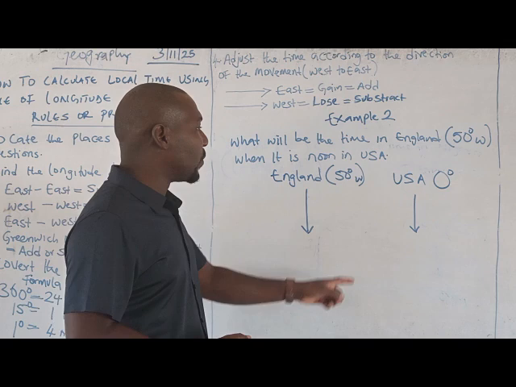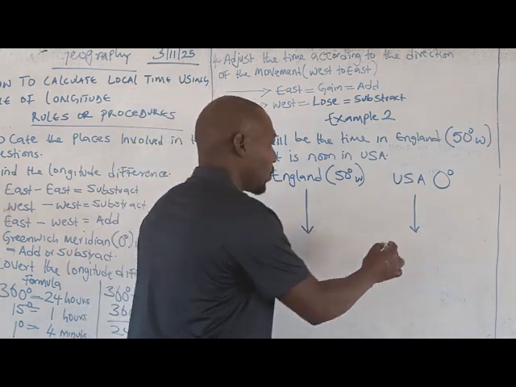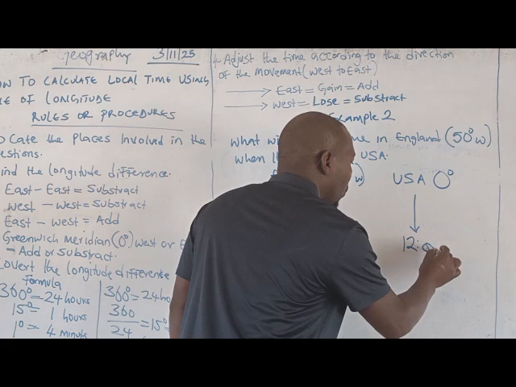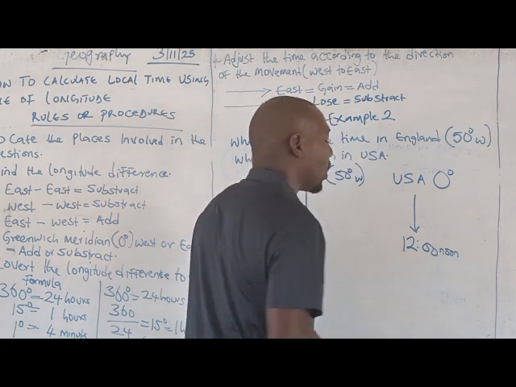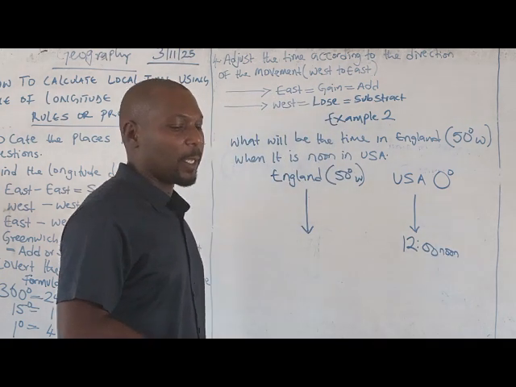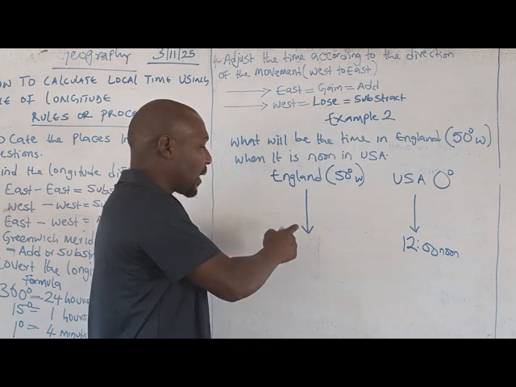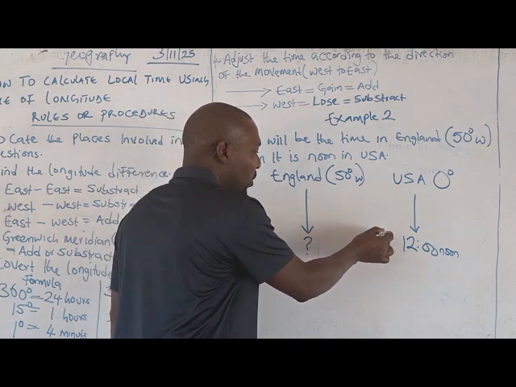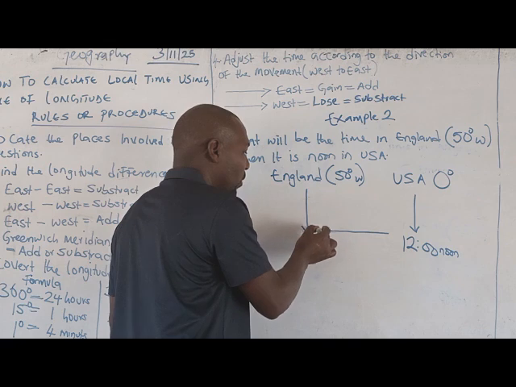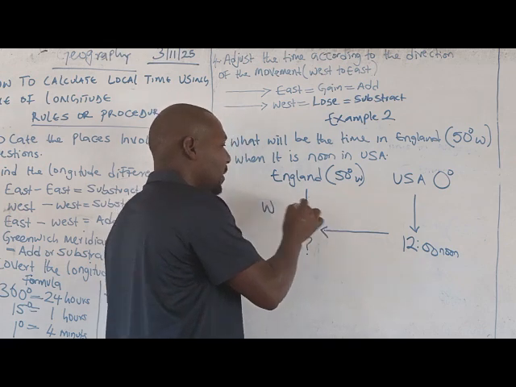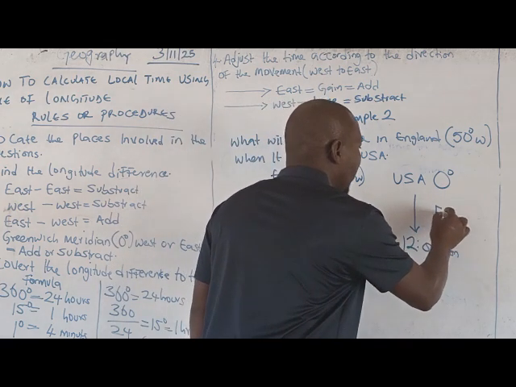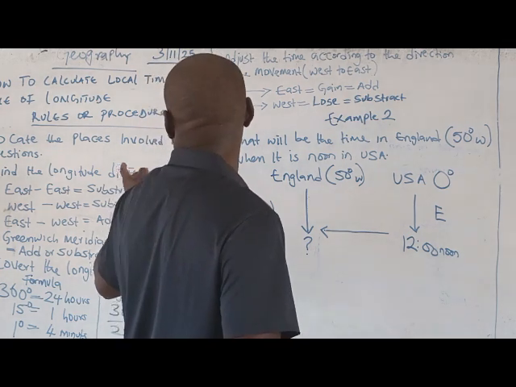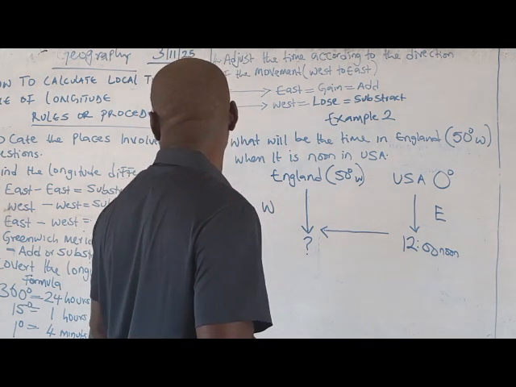And our arrow says we should know that noon is what? 12:00 noon. That is what noon is. And now they have not given us that of what? England. So now our arrow is shooting down to what? Remember, this is our west and this is our east. So now we are done with rule number 1.